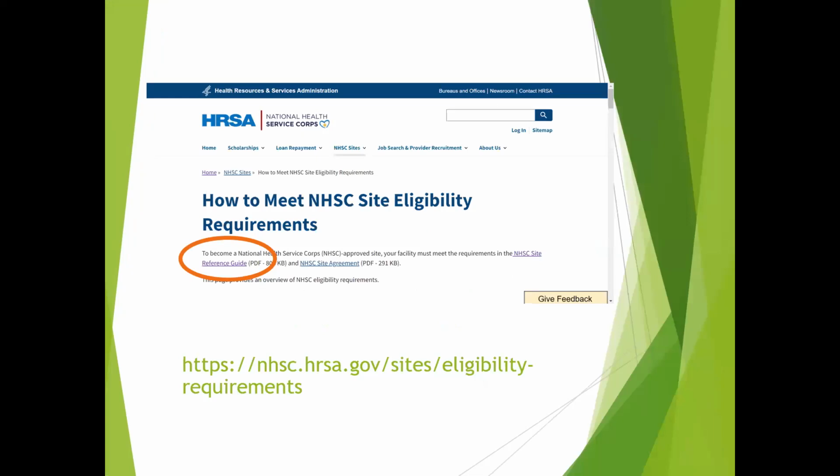As always, all this information can be found on the HRSA website under the National Health Service Corps, and everything we reference is in the NHSC site reference guide. So please read it before you start the process of creating your application for the NHSC site application.